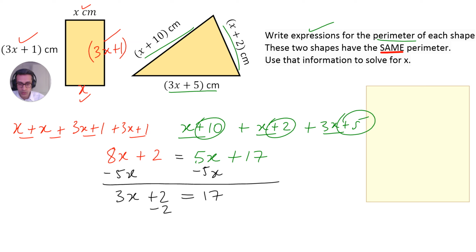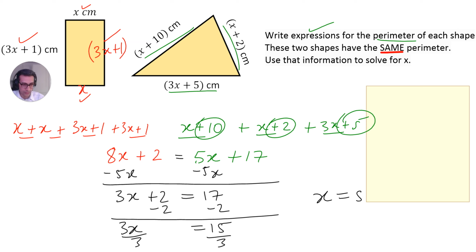I'm going to take away 2, take away 2. So that's 3x equals 17 take away 2 is 15. And then that means divide by 3, divide by 3. I'll just fit that in here on the right. So x is equal to 5. So we solve for x.